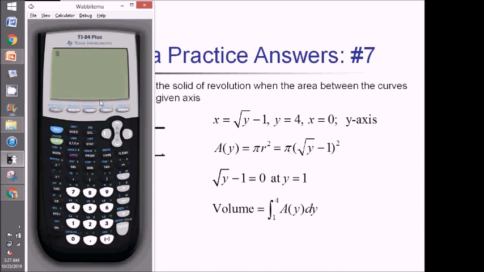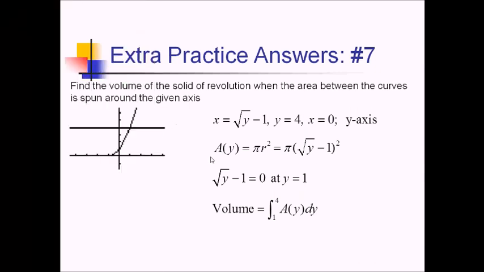So quitting out of this now, we've got math 9 for integral. We're going from 1 to 4. Alpha trace y3 to pull up my area function. And again, I'm going to use dx. Pressing enter, I've got 3.665, and that's my answer.